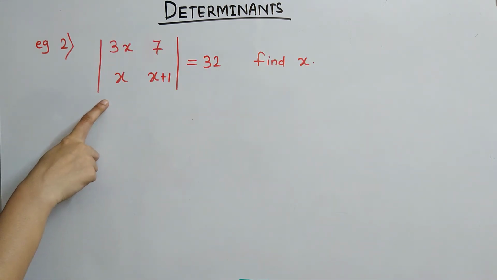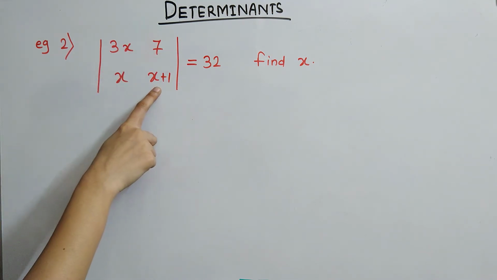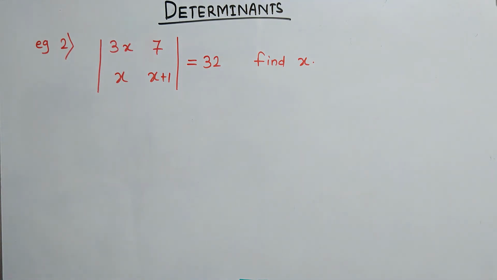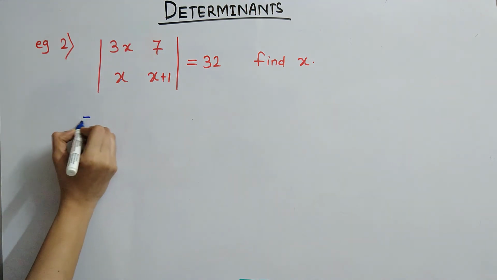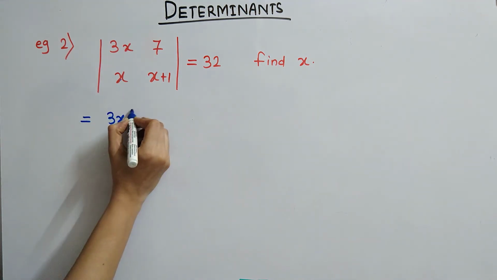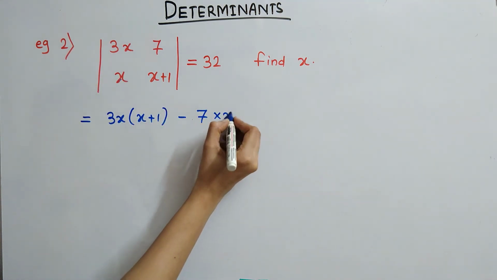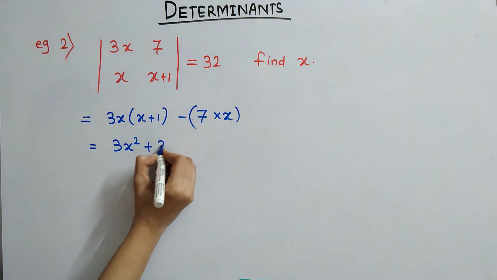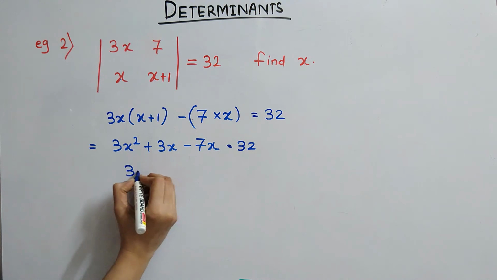Now consider the second example. Here we are given a determinant of order 2, which is 3x, 7x and x plus 1, and the value of this determinant is 32. And we have to find the value of x. Similarly, now we will multiply these two elements and these two elements. So let's do it. 3x into x plus 1 minus 7 into x, which is equal to 3x square plus 3x minus 7x. So let's solve this.